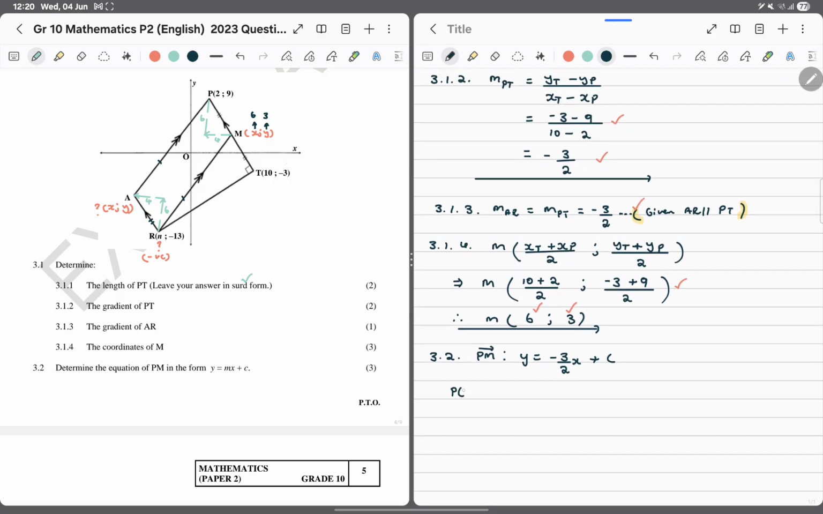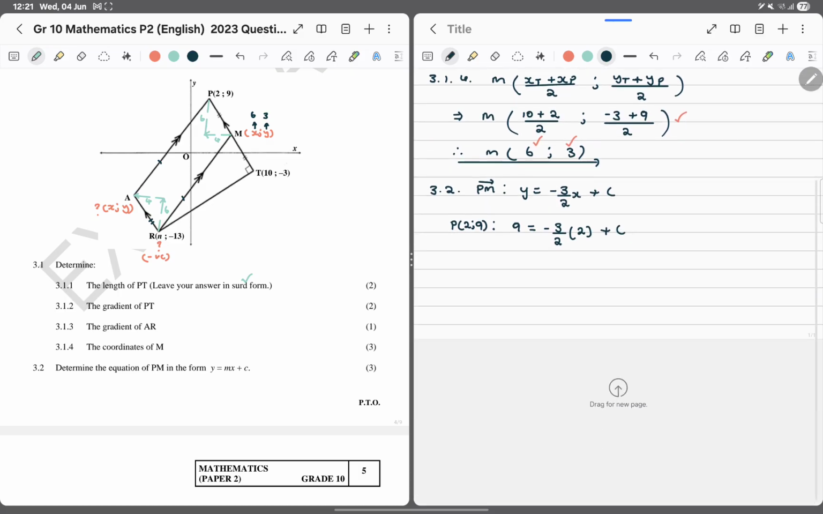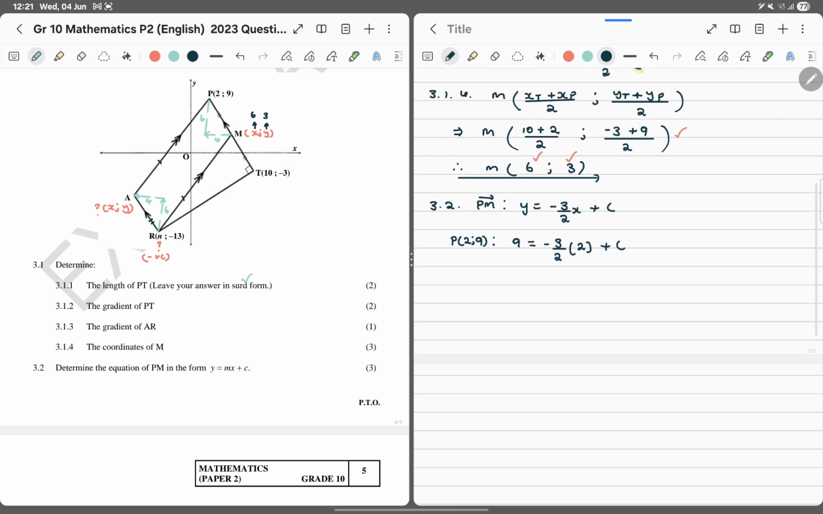Usually I prefer what was given rather than what I determined, except when I cannot avoid what I just determined. So this is 3 over 2 into 2 plus C. Therefore, C is, now remember the 2 will divide to 1, so we transpose, we get 12. So we can say, therefore, Y is equal to minus 3 over 2x plus 12.